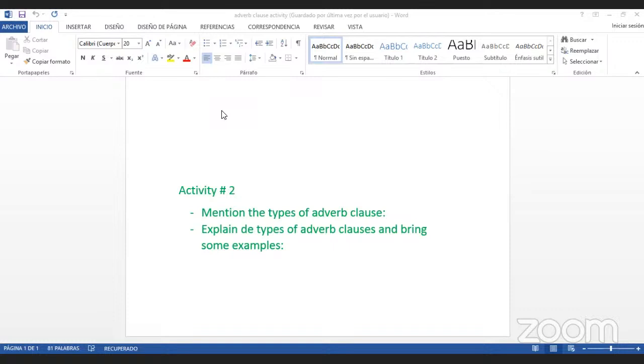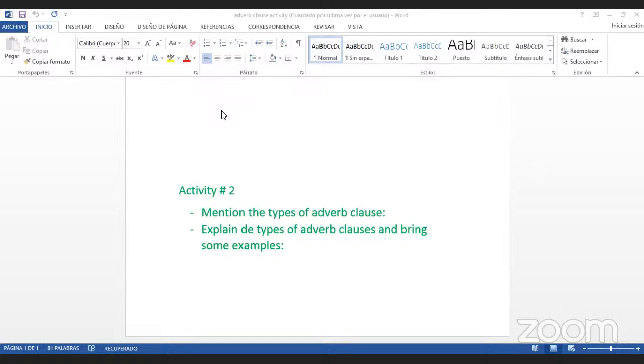In the case of the clause of manner, it shows us how something happens. They usually begin with conjunctions like as, though, or as if. So, for example, can I say that he talked to me like I was a child?